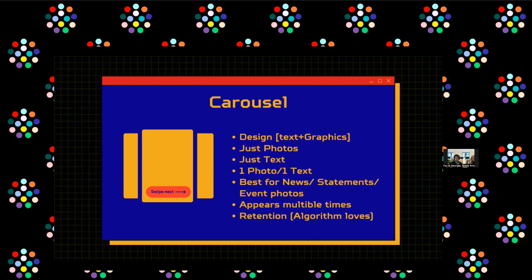It also works really well with statements, if you want to release a statement, if that's something that you do, or event photos, for example. These are just some examples, but it works for so many things. Very versatile kind of medium. And since it appeared on Instagram, it's just getting bigger and bigger.